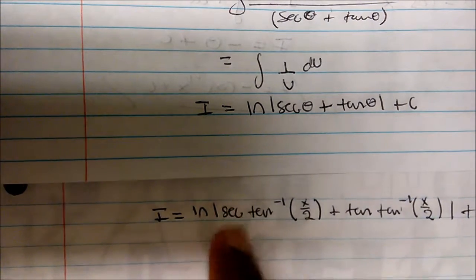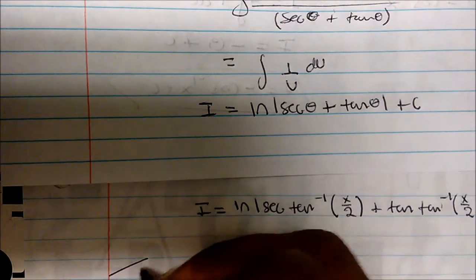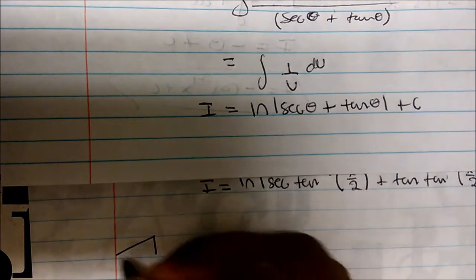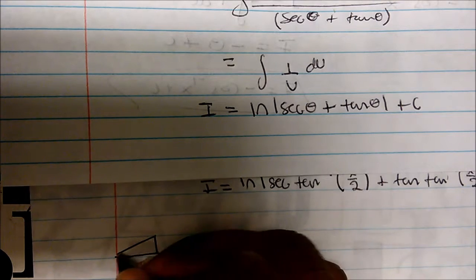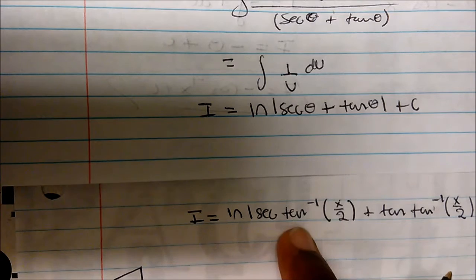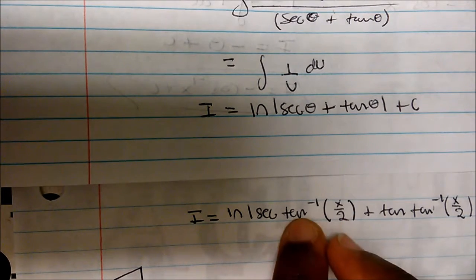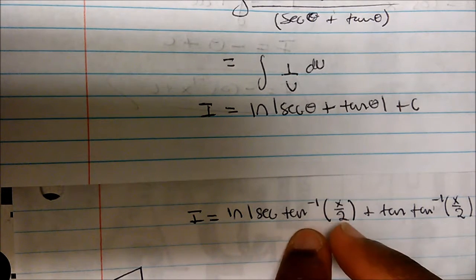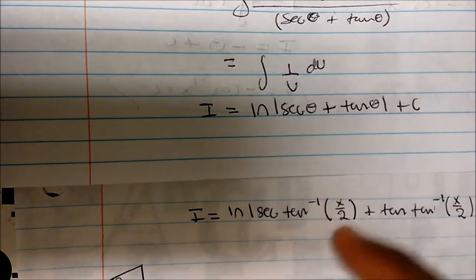But what is this one? Okay, so what I usually do is set up a triangle. If I look at this, I set up a triangle. I always put theta in this corner here. And here's what this question is asking. This question tells you that the tangent of the angle is x over 2.